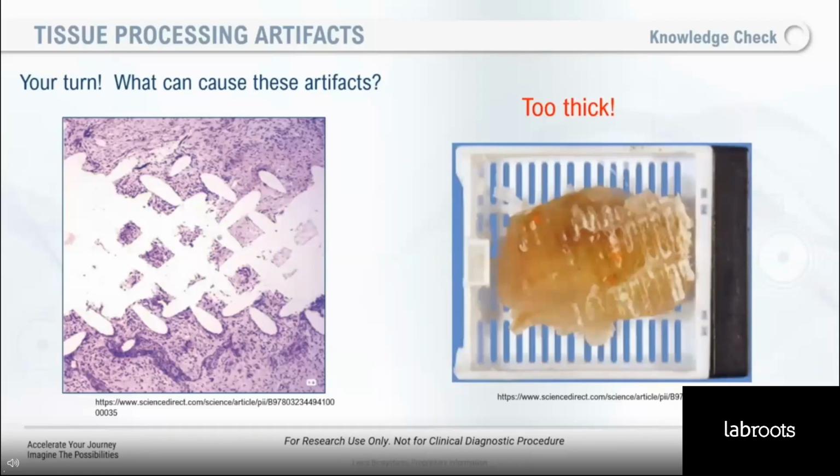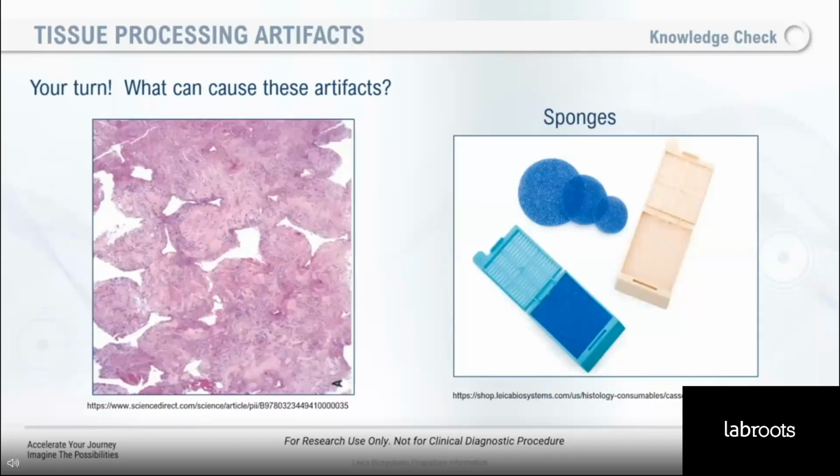Here, the section appears to have the correct length and width, but the cross-hatching of the section indicates that the section was way too thick. The second artifact I showed you is due to sponges in the cassette that are sometimes necessary for tissue that is very small, or tissue samples that are mixed with blood or mucinous material. But sponges too can also cause artifacts that can be seen here.